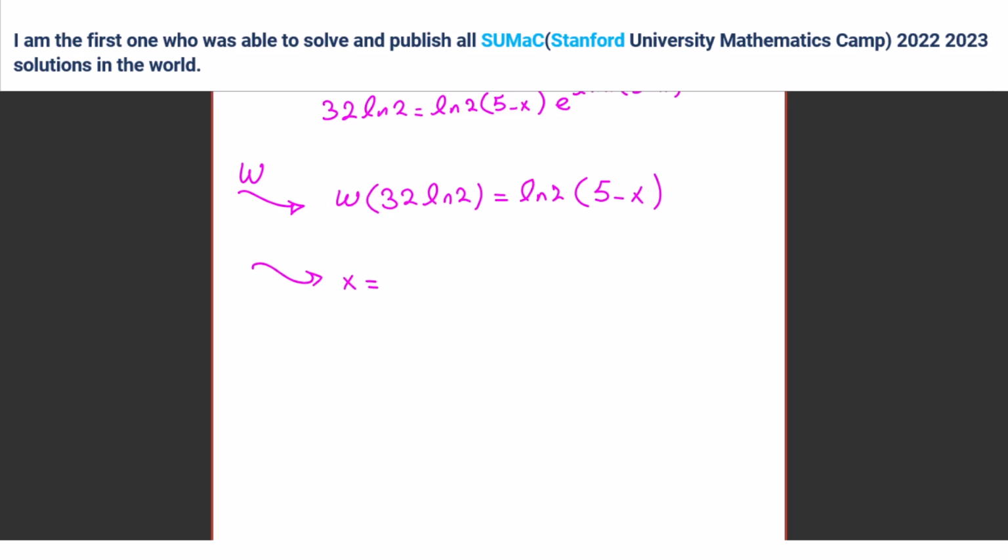That would just be 5 ln2 minus W of 32 ln2, over ln2. If you take this to the left side and that to the right side, x is 5 ln2 minus W of 32 ln of 2, over ln of 2, right? Yeah. Okay, good job.